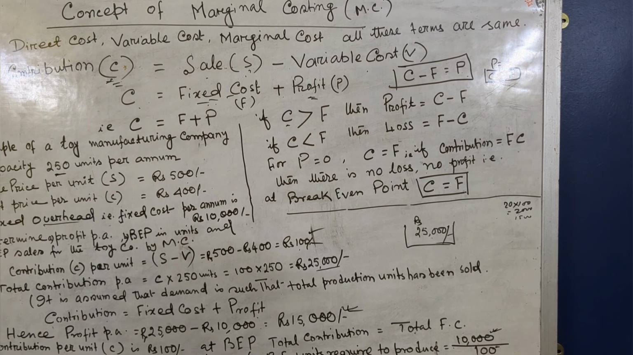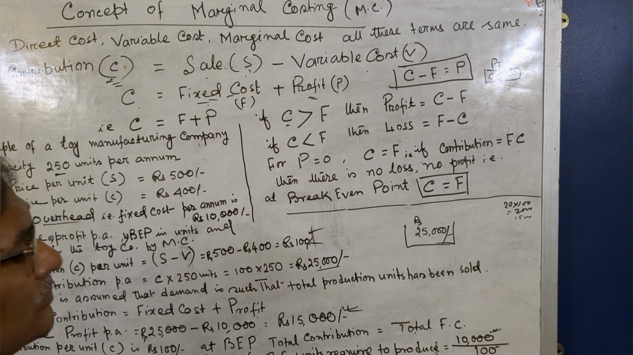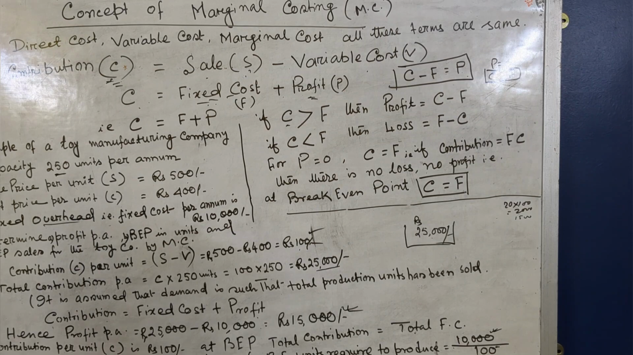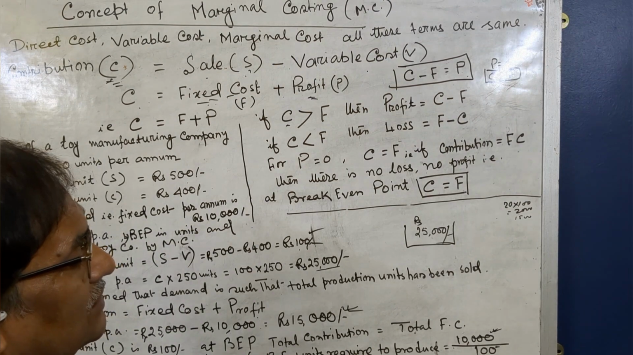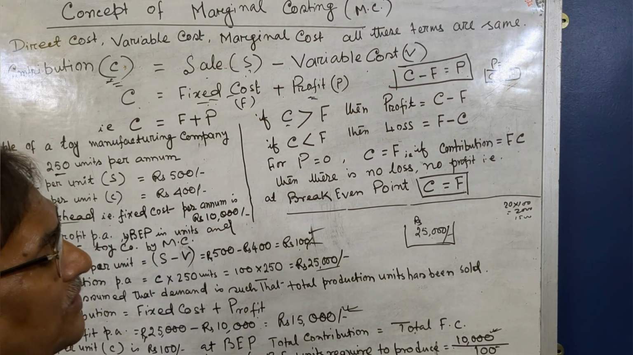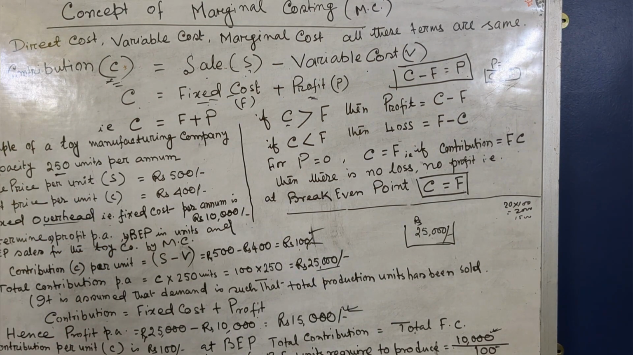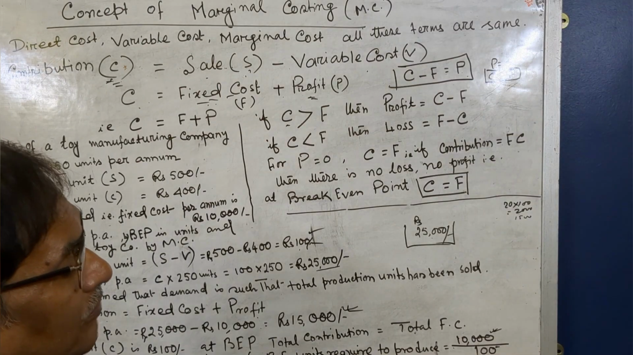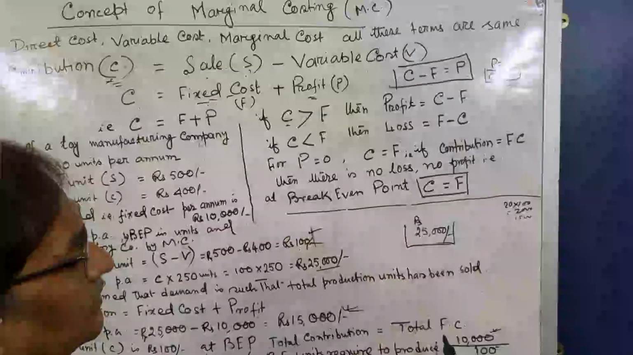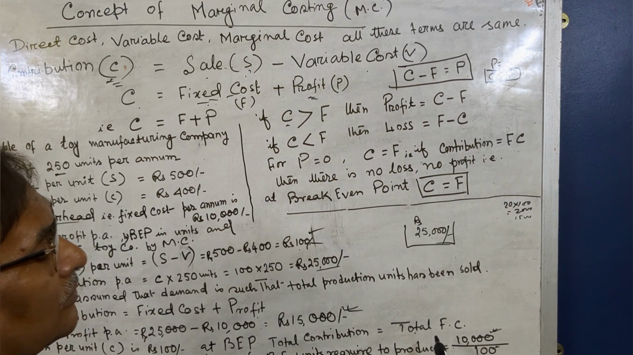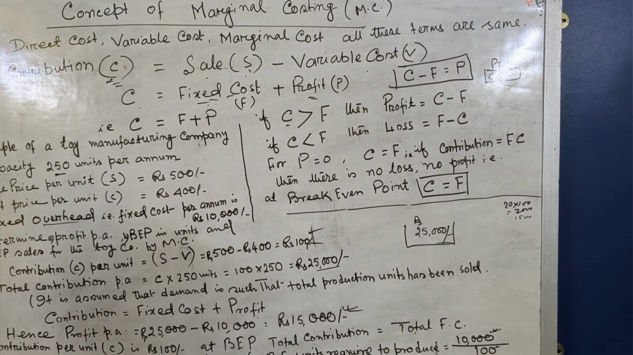If you produce 100 units in the factory and sell in the market, then you will be in a no loss, no profit situation. That is your break-even units. If you produce more than that, that is, if you produce 101 units, then you will start earning profit. This is done, which shows the break-even point in units.